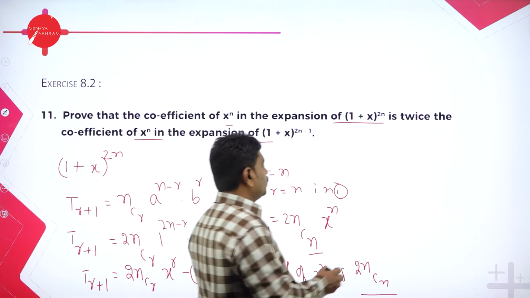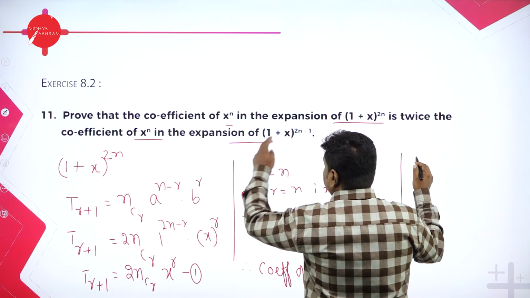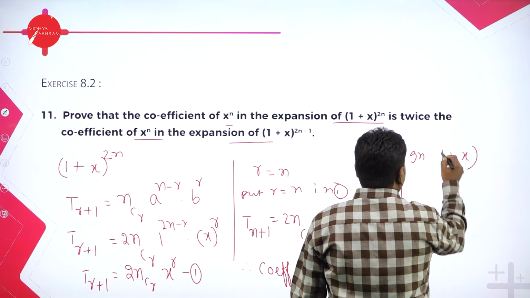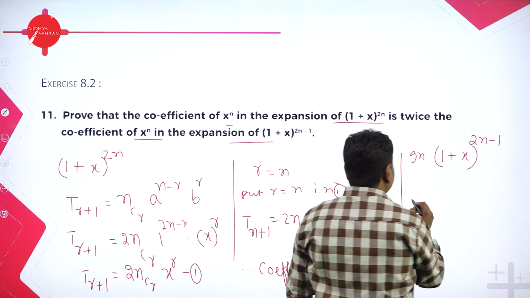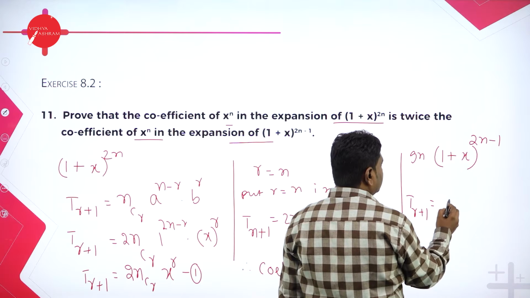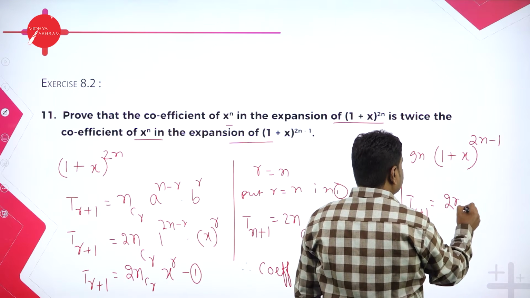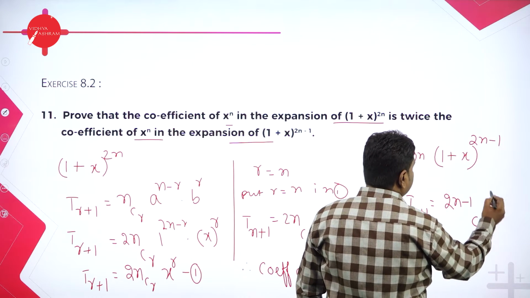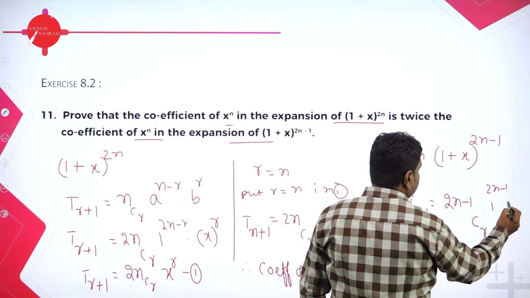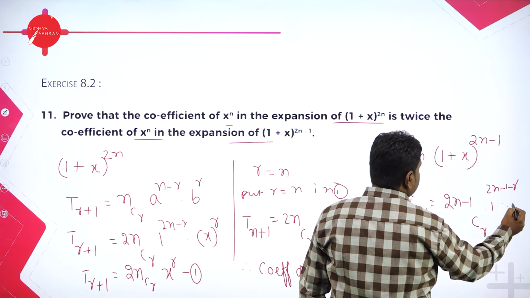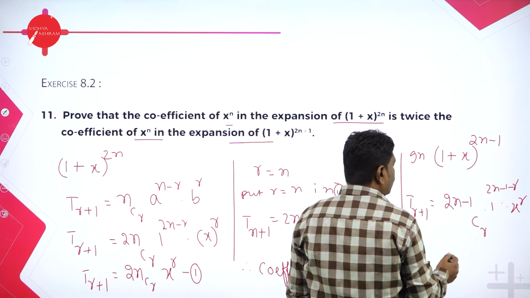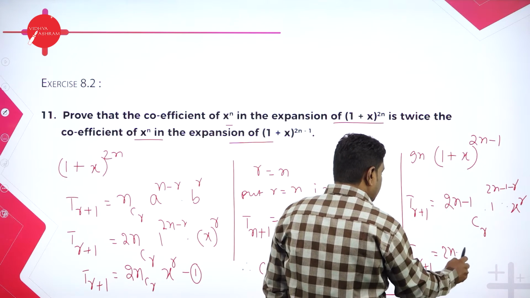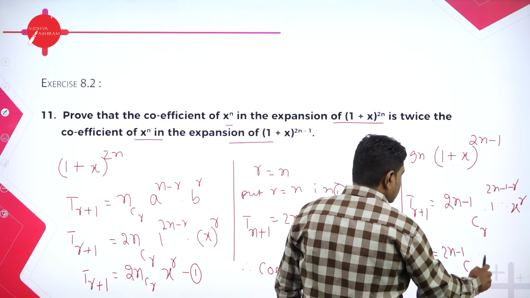Next we'll go to the expansion, that is (1 + x)^(2n−1). I'll write T_(r+1) for this. What is T_(r+1) for this? nCr, in the place of n I have 2n−1. So 2n−1 Cr, 1^(2n−1−r) into x^r. You know 1 power anything is the same, so T_(r+1) is the same as 2n−1 Cr x^r.